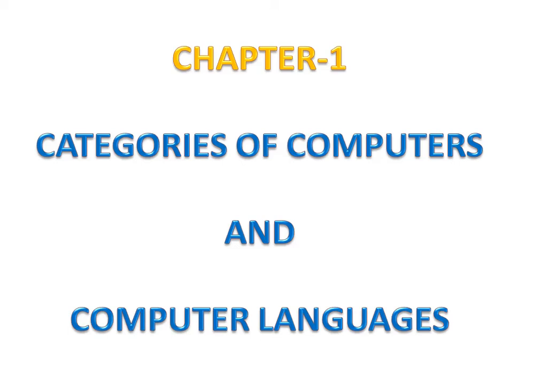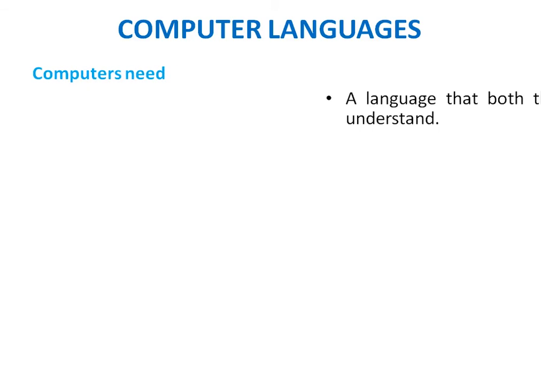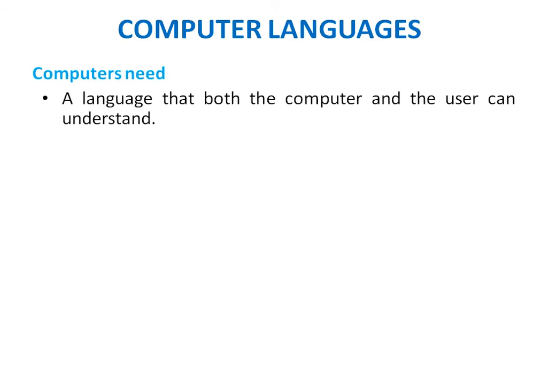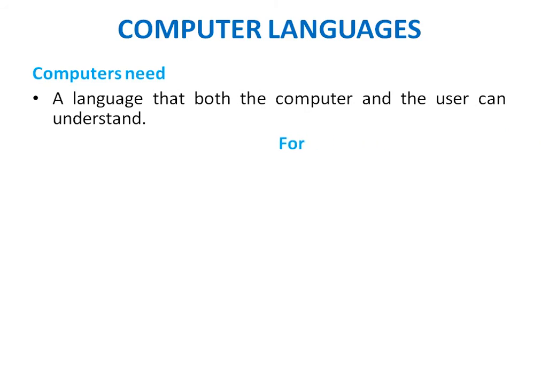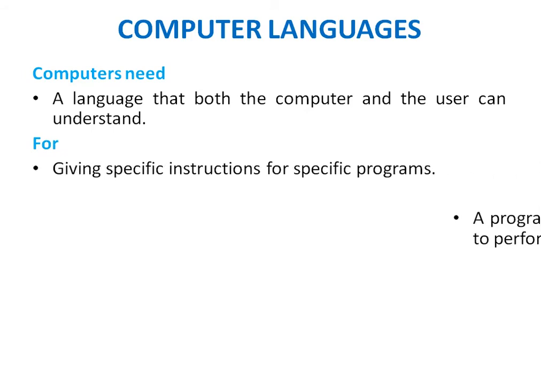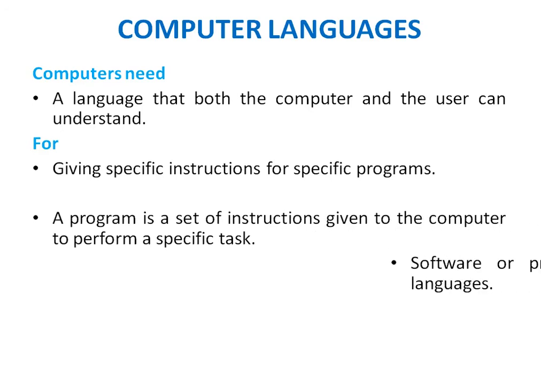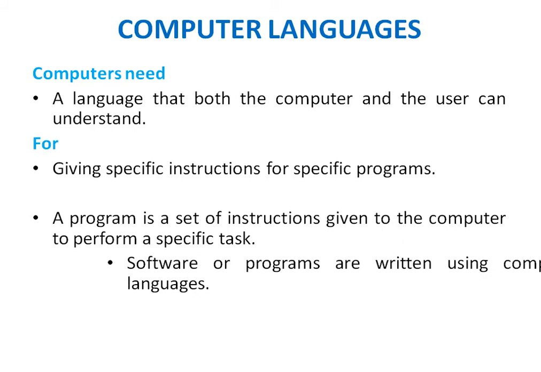Hello children, let us begin with the third module of our chapter, Categories of Computers and Computer Languages. When we say languages, you can quickly understand this is something about communication. Now, how do we communicate? Yes, languages. Languages help us to communicate. There are many languages known to humankind across the world: Hindi, English, Spanish, Mandarin, French, Sanskrit, etc.